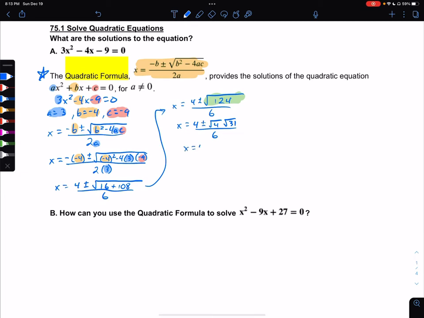So x equals 4 plus or minus the square root of 4, which is 2. So let's just highlight that so we know where that came from.